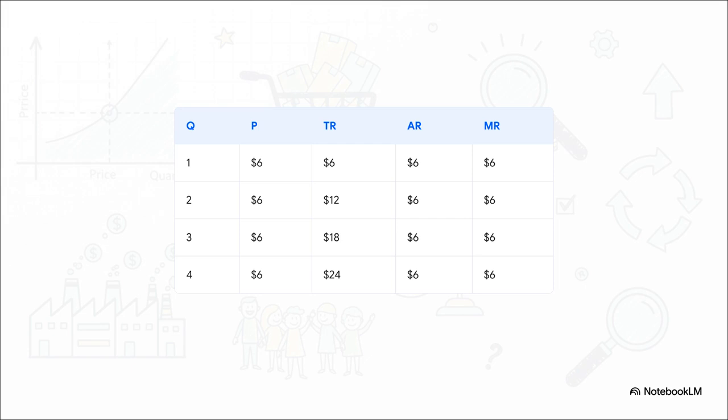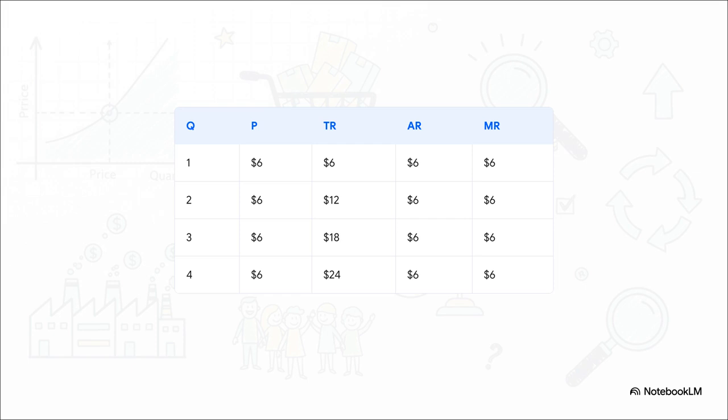Total revenue is simple, just price times quantity. Now check out average revenue, that's just total revenue divided by quantity. So at 4 gallons, $24 divided by 4 is, you guessed it, $6. It's always the price.